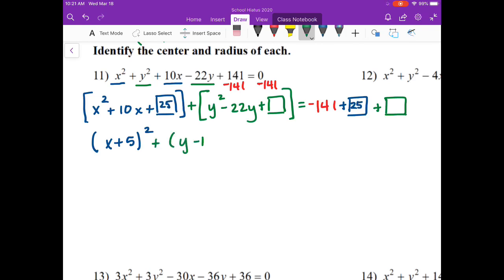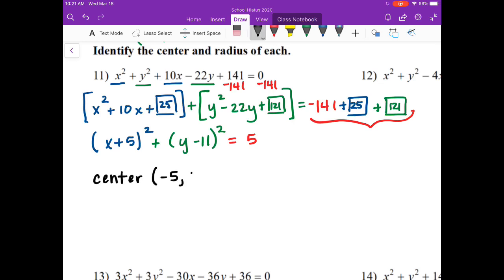Remember that the sign inside the parentheses should match the sign of the b term for that variable. Combining like terms on the right, we see that r squared is 5. The center of this circle is -5, 11, and the radius is radical 5.